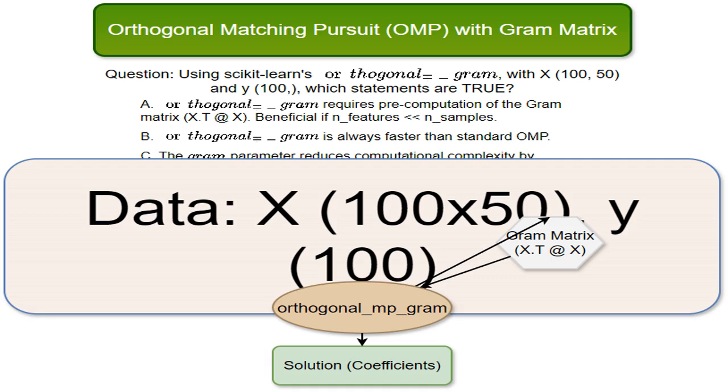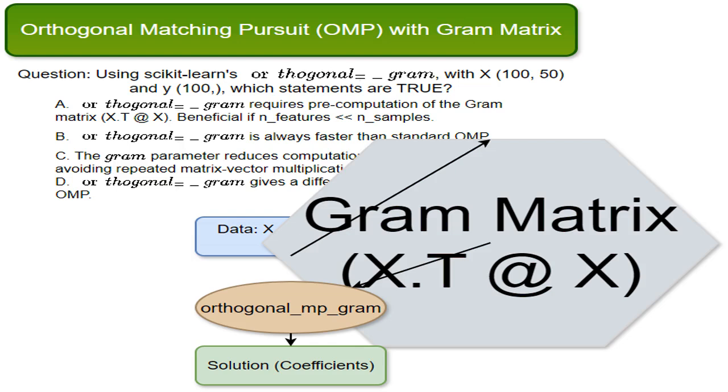This is where the magic happens. The algorithm's output, the coefficients, numbers multiplying each feature, that together provide the best sparse solution. The key here is that whether you use the standard OMP or orthogonal_MP_gram, I expect to see the same solution, assuming no numerical errors. The same solution, even with different approaches.